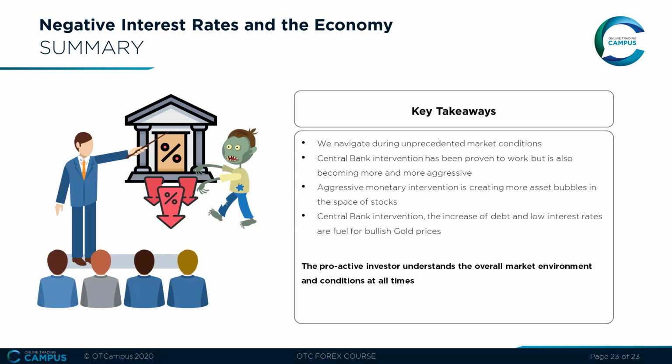So why are we going through this lesson? The proactive investor understands that they navigate during unprecedented market conditions. We understand that central bank intervention has been proven to work, but is also becoming more and more aggressive. Monetary intervention is creating more asset bubbles in the space of stocks, and central bank intervention, the increase of debt and low interest rates, negative interest rates, are fuel for bullish gold prices. The proactive investor understands the overall market environment and conditions at all times, and that the financial market, especially banks and historically overvalued indices, are trading on extremely thin ice.